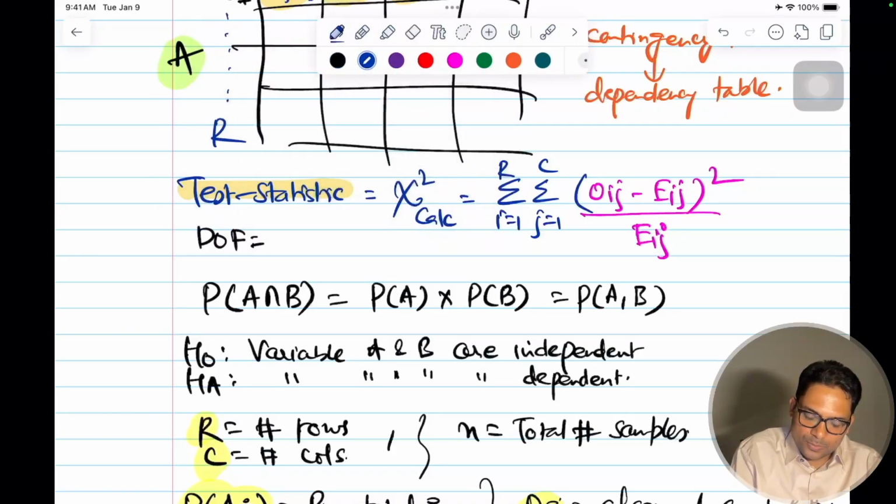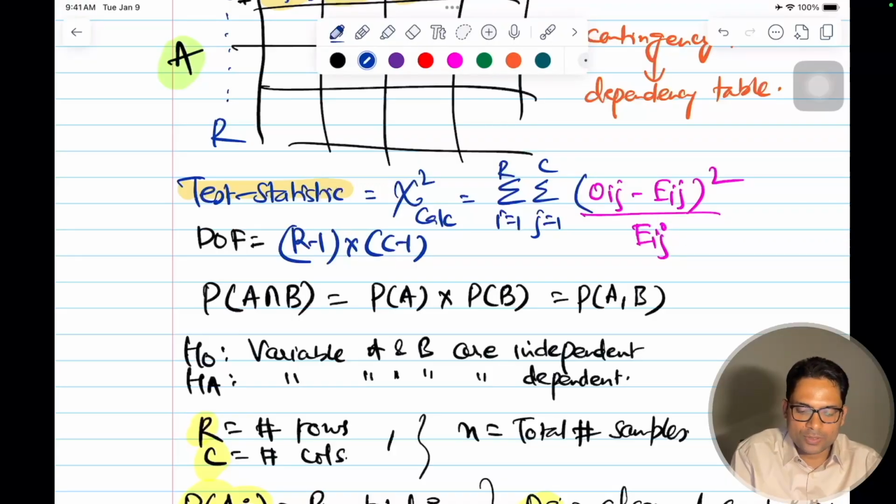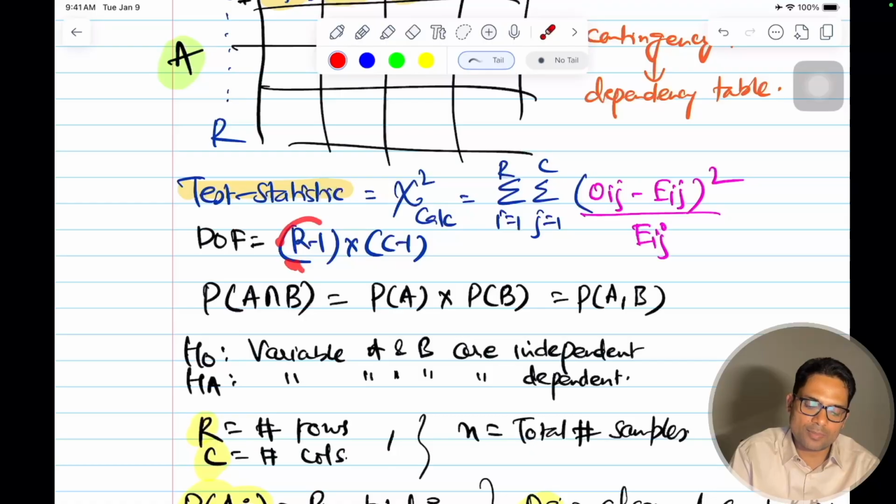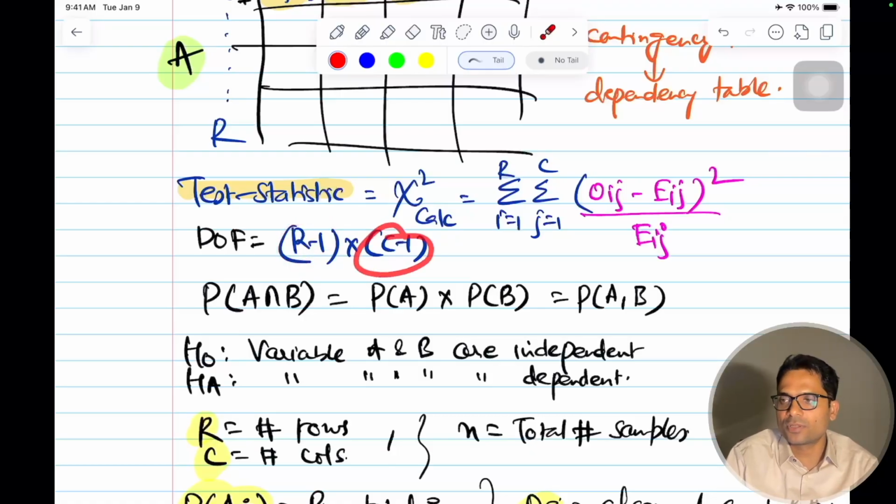This is equal to r minus 1 into c minus 1, because we have found out that only n minus 1 variables can vary independently. The nth variable is dependent on the other n minus 1 variables. So my degrees of freedom which can change independently are n minus 1. So r minus 1 for the rows and c minus 1 for the columns. And so this will be my degrees of freedom.